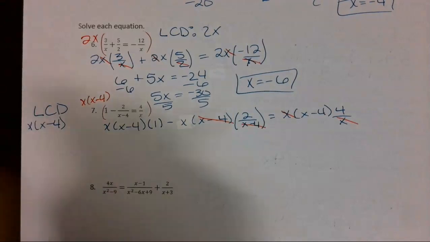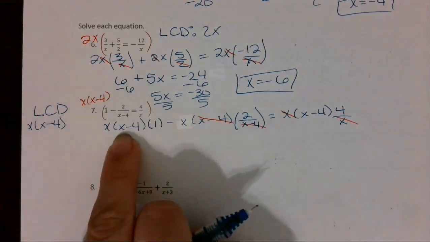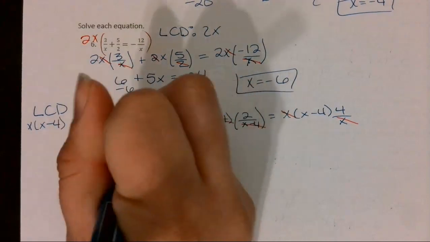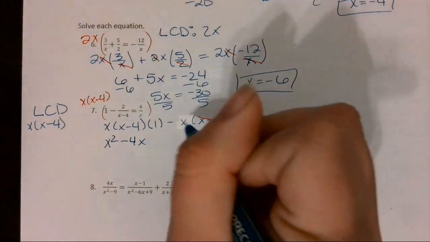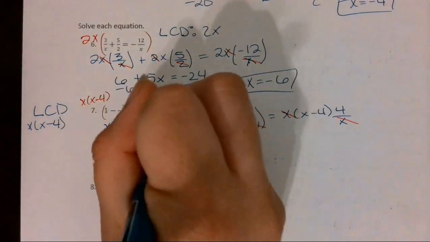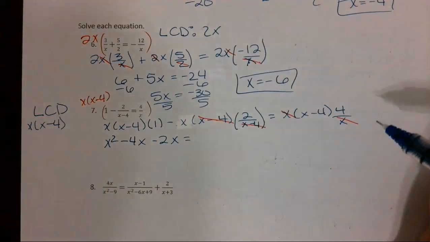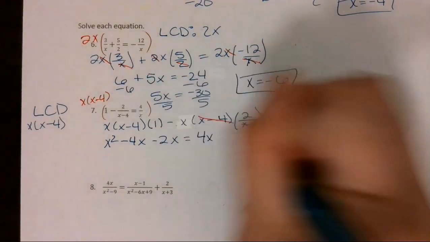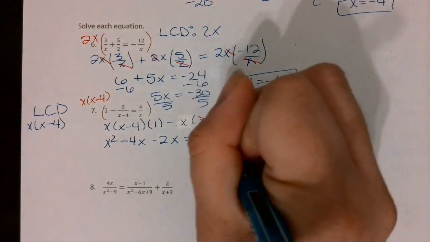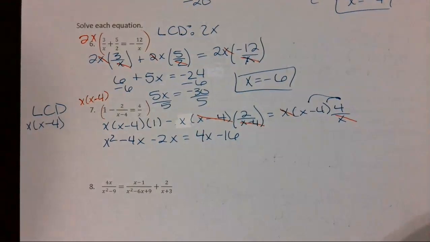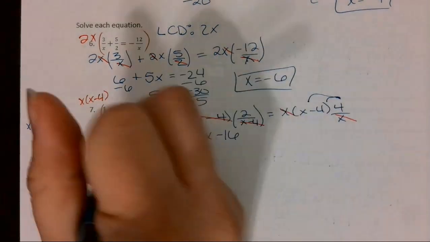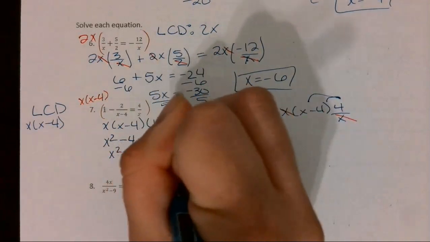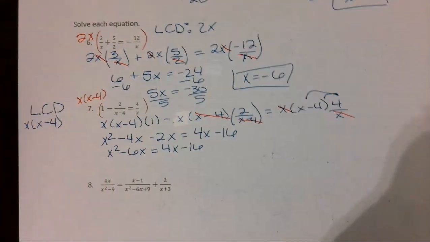Okay. Then I multiply. x times x and then times 1 is x squared. x times -4 is -4x. Over here I have -x times 2. On this side of the equation I have 4 times x, which is 4x. 4 times -4, which is -16. Then I want to combine like terms on this side. I have x squared minus 6x equals 4x minus 16.